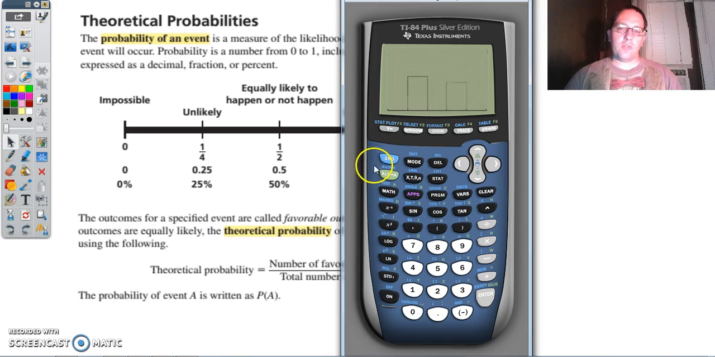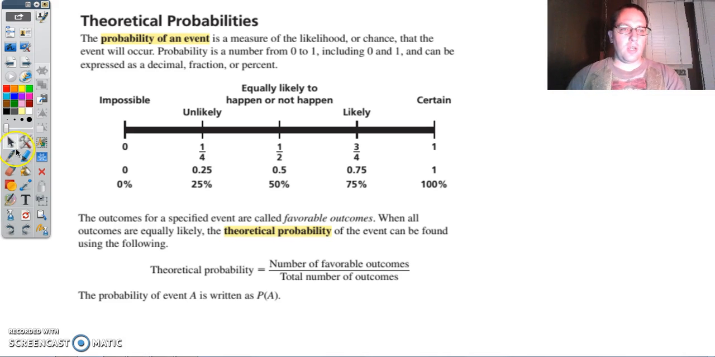And the longer you let this run, the more experiments you do, the closer and closer it will get to that theoretical probability. And so I'm just going to let this run in the background for now. We'll take a look at that again later on, see how close it got.